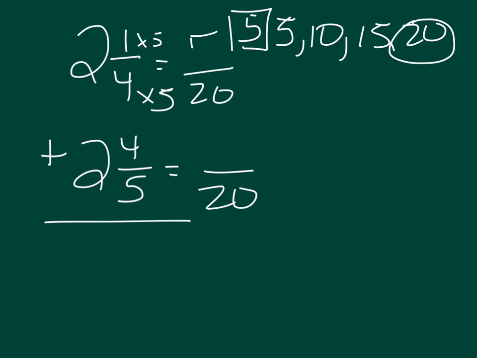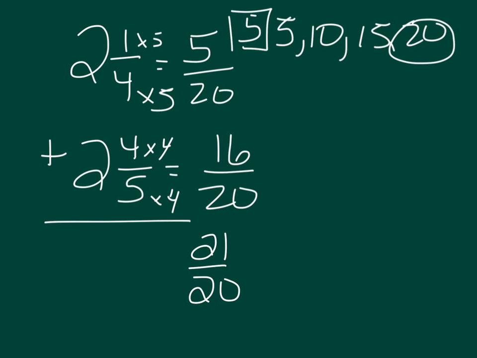1 times 5 is 5. Go to our bottom one. Think, how do we go from 5 to 20? That's going to be times 4. So what we do to the denominator, we have to do to the numerator. 4 times 4 is 16. So once we have our equivalent fractions, next we need to find the sum. So we solve. So 5/20 plus 16/20 will give us 21 over 20.